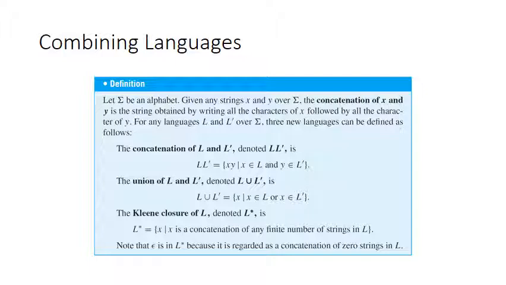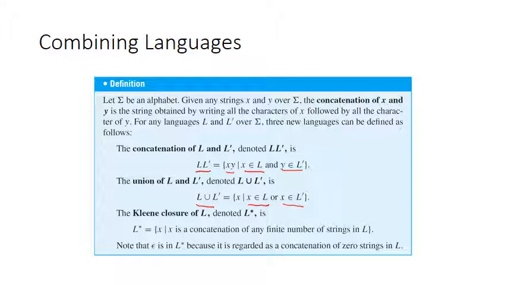For any languages L and L prime over sigma, 3 new languages can be defined as follows. So the concatenation of L and L prime, denoted L L prime, is this. It's just the language where you take everything that is in the first language and everything in the second language and you just concatenate them like that. Then there's the union of L and L prime, which is exactly what it sounds like. It's literally just the union of those two sets. So it's anything that is in L or in L prime, or in both of them.